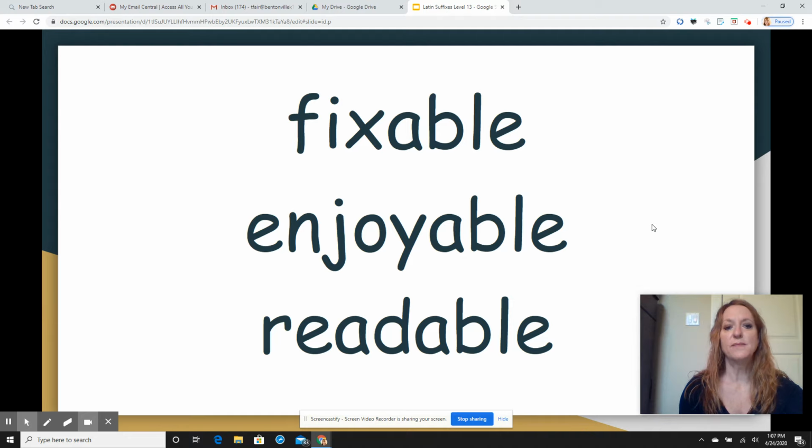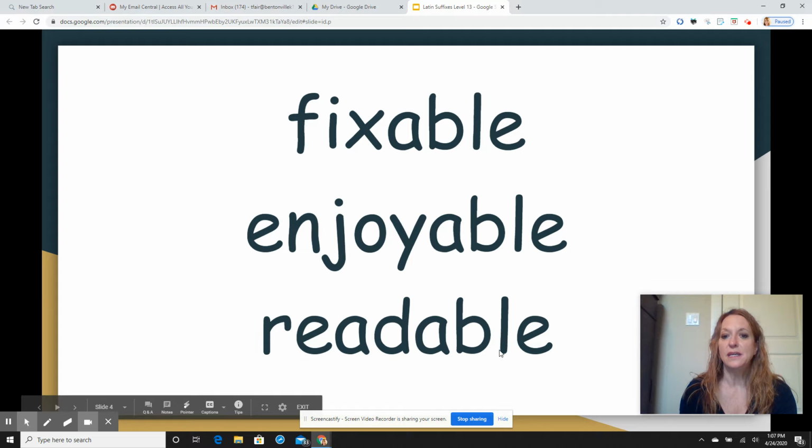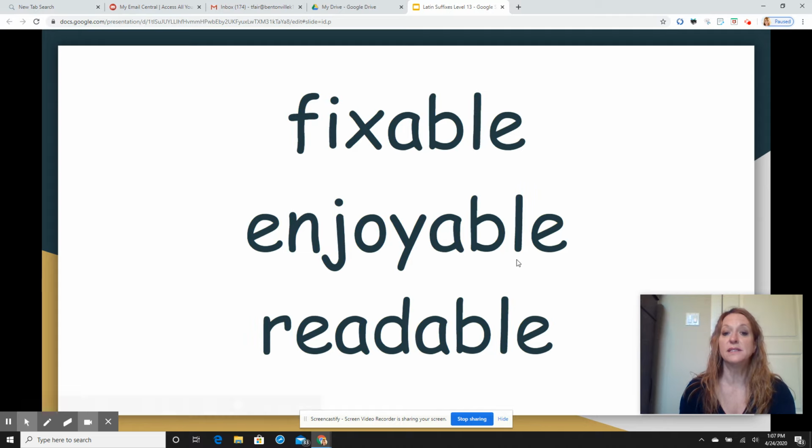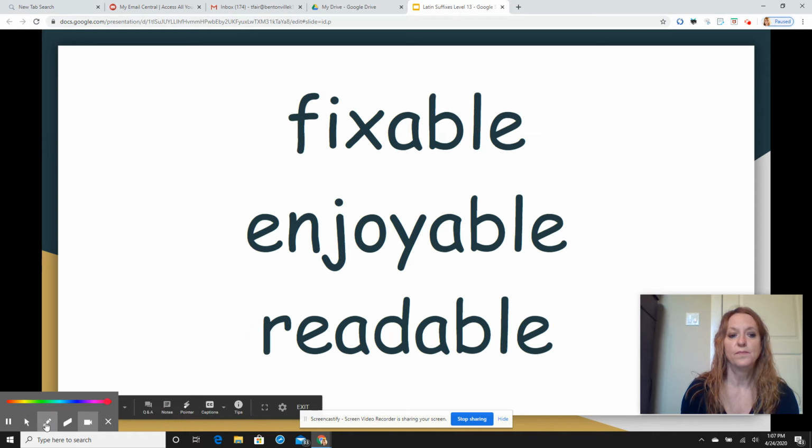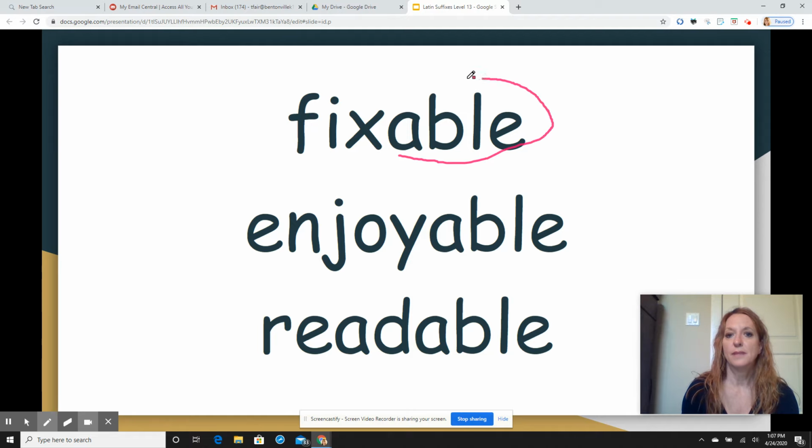Okay, what do you notice about all these words? Let's think about it. Well, they all end with A-B-L-E. This is the suffix, able. So we're going to draw a circle around it. This right here will help you. This is the suffix able. And able means you're able to do something.